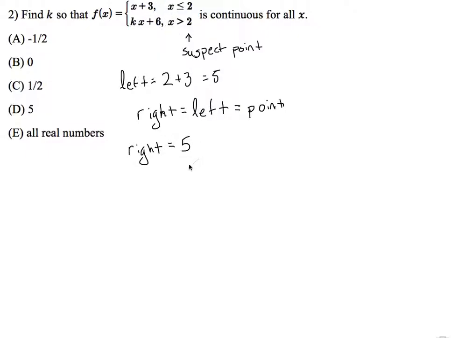So what did you do next, Kaylin? So then I plugged in the suspect point, like K times 2 plus 6. Okay, she plugged in the suspect point, K times 2 plus 6, and we know that's equal to 5. That's what you said already. Yeah. All right, so solving here, we do what?